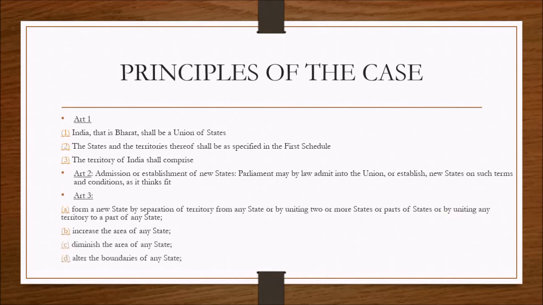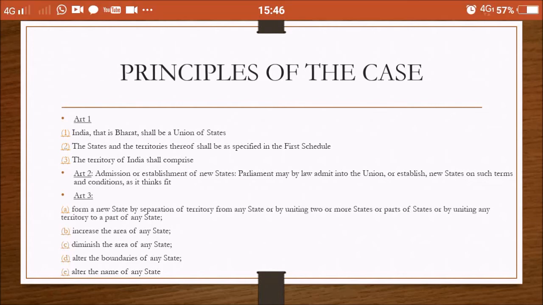Article 3 Clause D refers to the alteration of the boundaries of any state, and such alteration would be a consequence of any of the adjustments specified in Article 3 Clause A, B or C. And Clause E: alter the name of any state. This is not related to this case. Then go to Article 3 Clause C. It is the one related to the case.